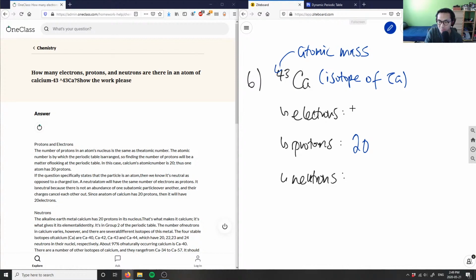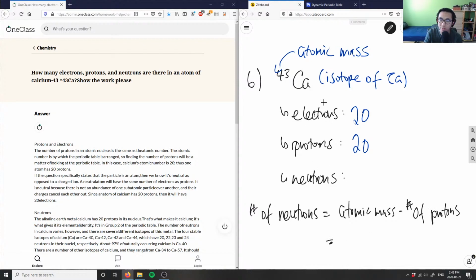So this is 20 electrons, but how do I calculate the number of neutrons? Well, I have to use this formula, right? The number of neutrons is going to equal the atomic mass minus the number of protons.